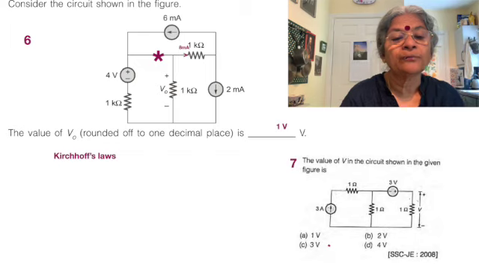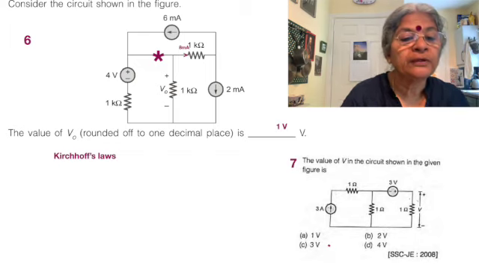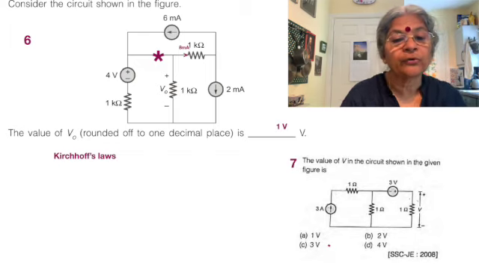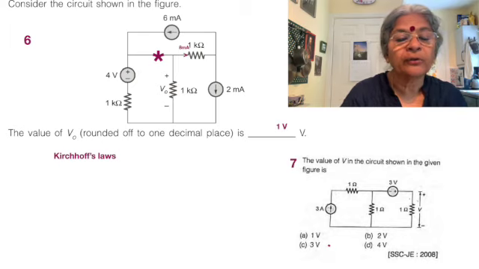Now what we have here are three 1 kilo ohm resistors, and V0 is there. Perhaps we need to find out V0. That's exactly what is asked. Consider the circuit shown below and find the value of V0. So how do you start?